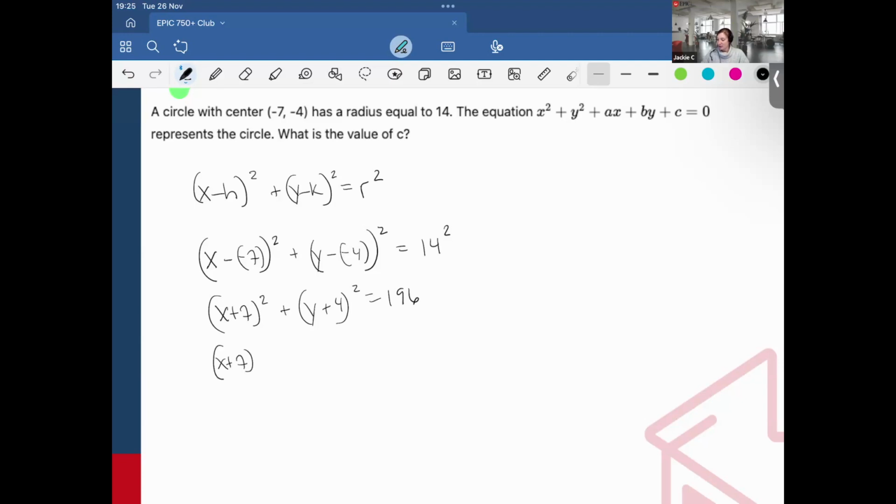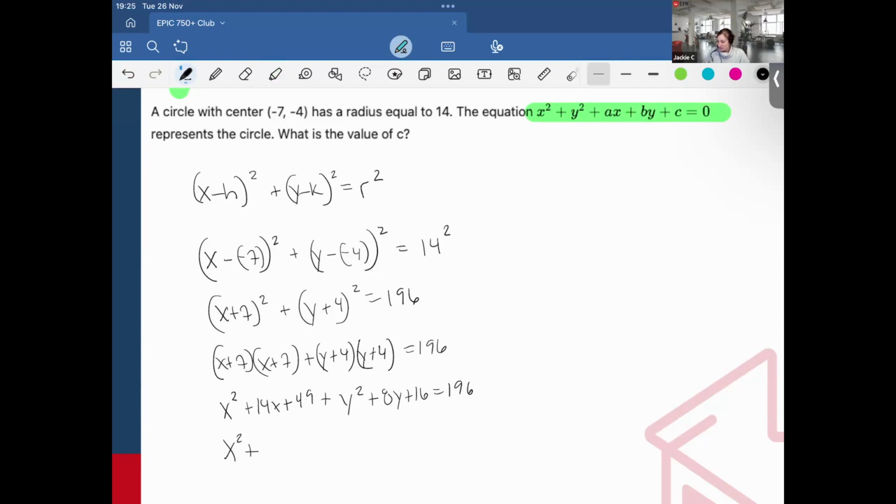Next, since I'm looking at the problem, it says that it's in this non-standard form, so I do want to go ahead and expand the brackets or parentheses if you're American like me. So this would be x squared plus 14x plus 49 plus y squared plus 8y plus 16 equals 196. And I'm just going to group everything together. So x squared plus y squared plus 14x plus 8y. And then here, since it's equal to 0, I'm going to subtract the 196 from each side.